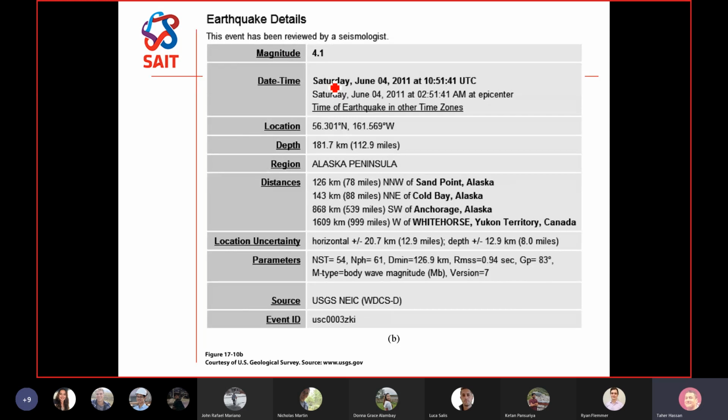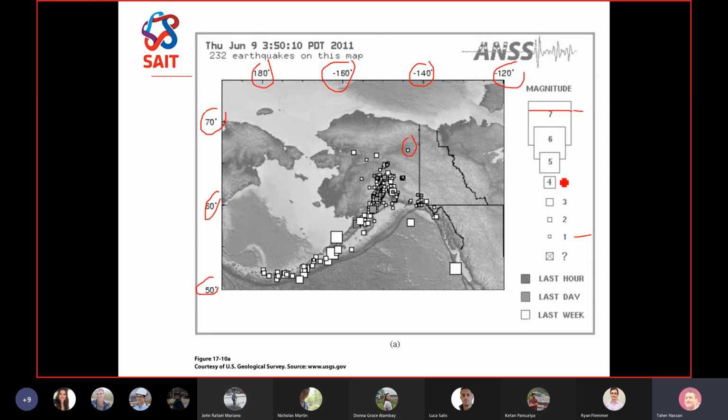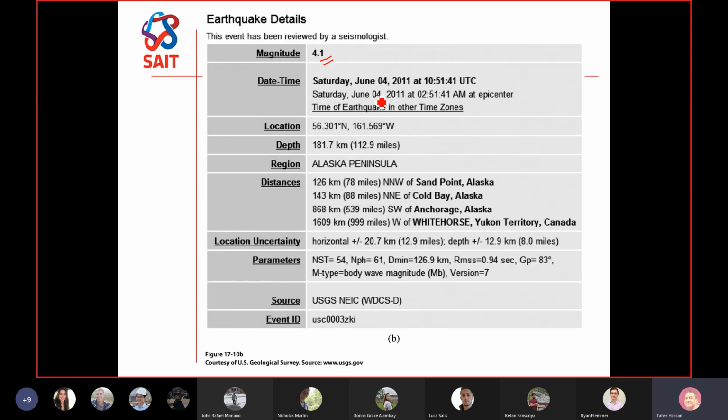For example, look at this. You can see here in this database I have a magnitude of 4.1. And simply this point, if I go back, this point will look this size here, 4.1. And also you see here this number. What are these numbers? Any thoughts of what these numbers are?